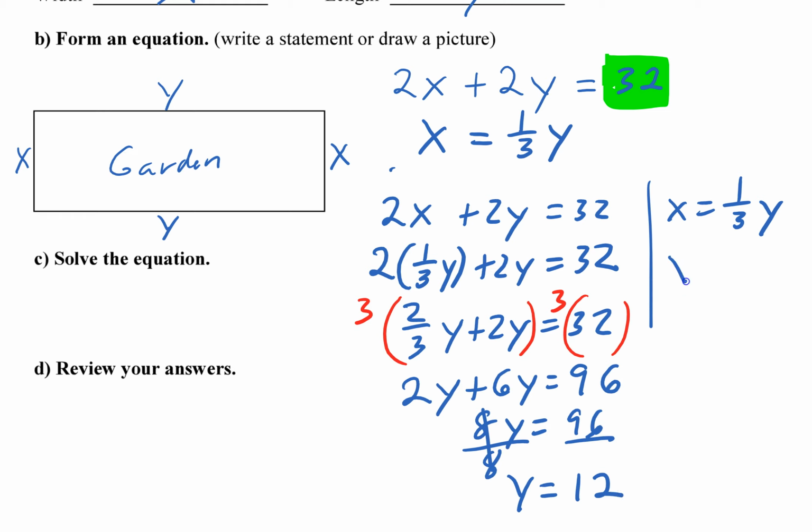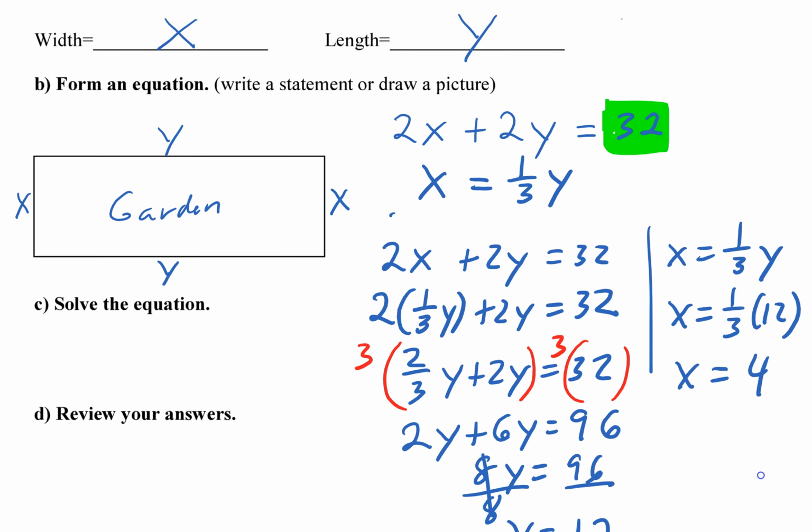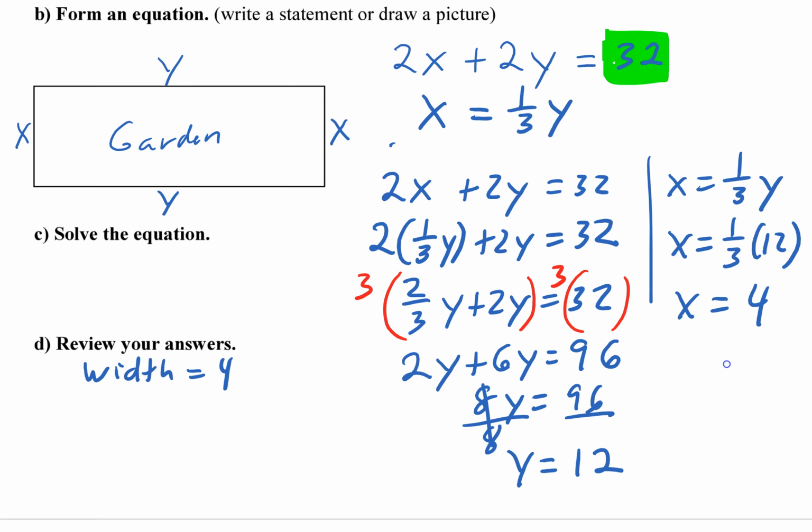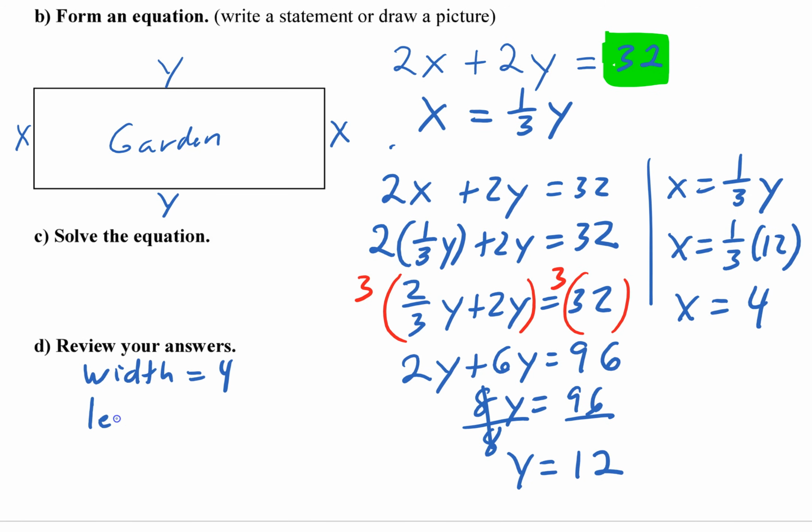And then what do we do with that? We come back over here again, and we plug it in. So 1/3 of 12 is 4. And then going back to our variables, it'll tell us what everything is. X here is our width, so our width is 4. And our length here is y, our length is 12.